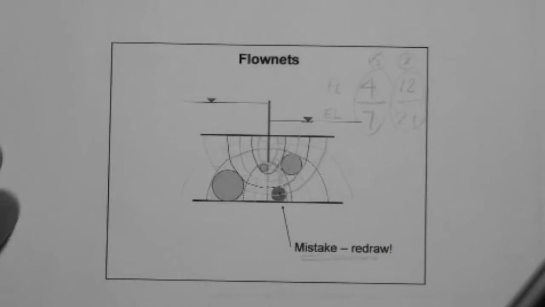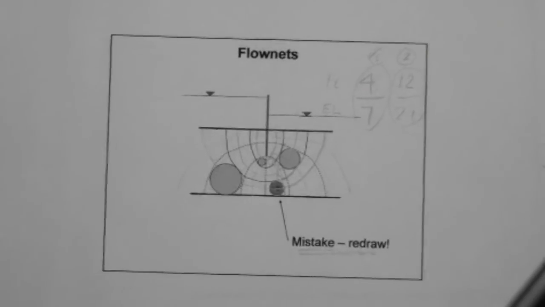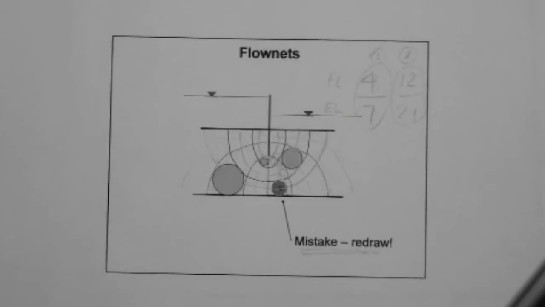Alright, so this is essentially the video on what flownets are, and how to draw a flownet, let's say, and then count the number of flow lines and equipotential lines that it has. Now we're going to move on to an example.